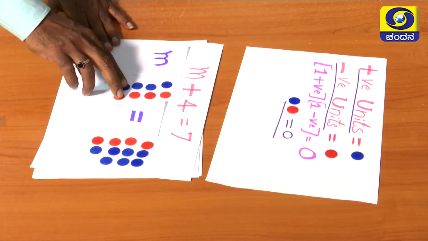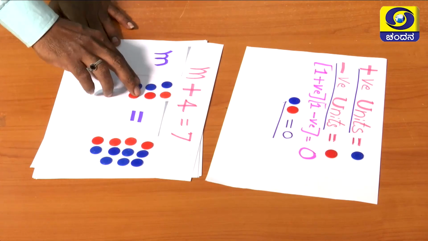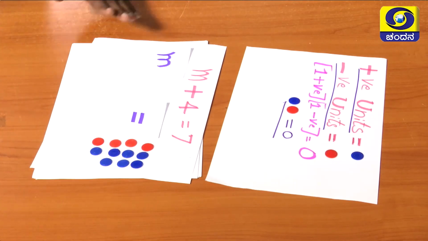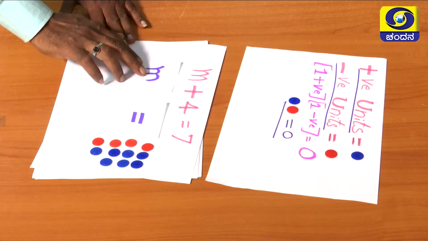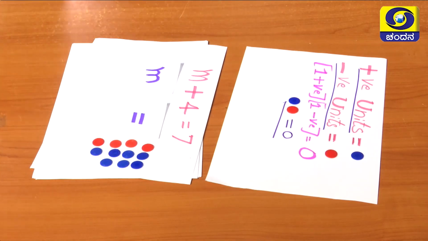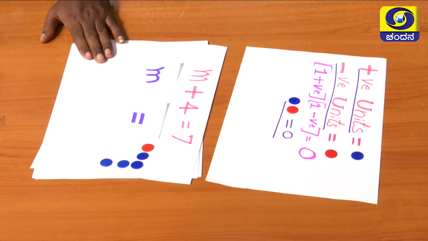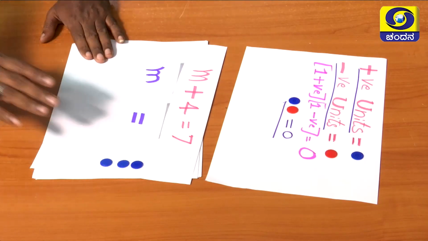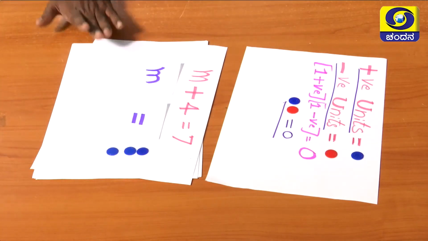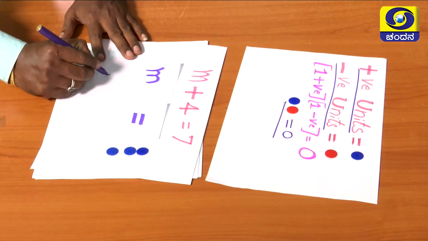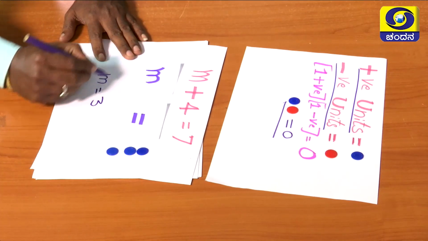Why do these two come to 0? Yes, these two, these two, these two. Then what is remaining here? Only m is remaining. On the right side also, plus and minus 0, plus and minus 0. What is remaining? 3. Therefore, m is equal to 3. What is the value of m? m is equal to 3.